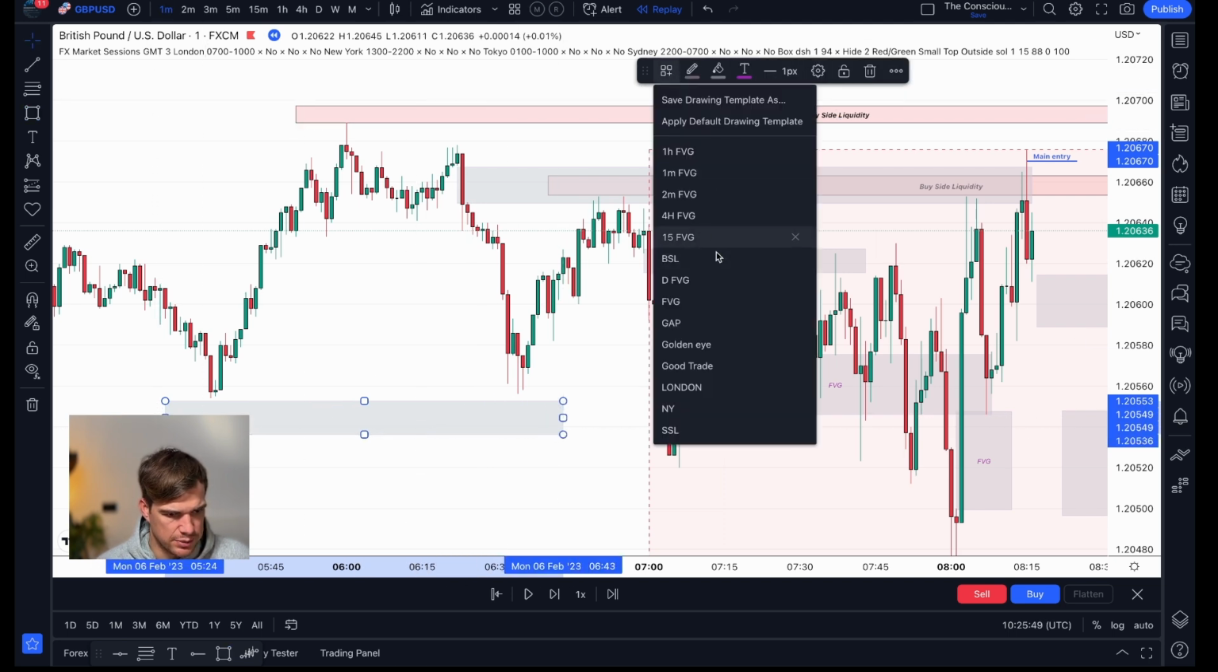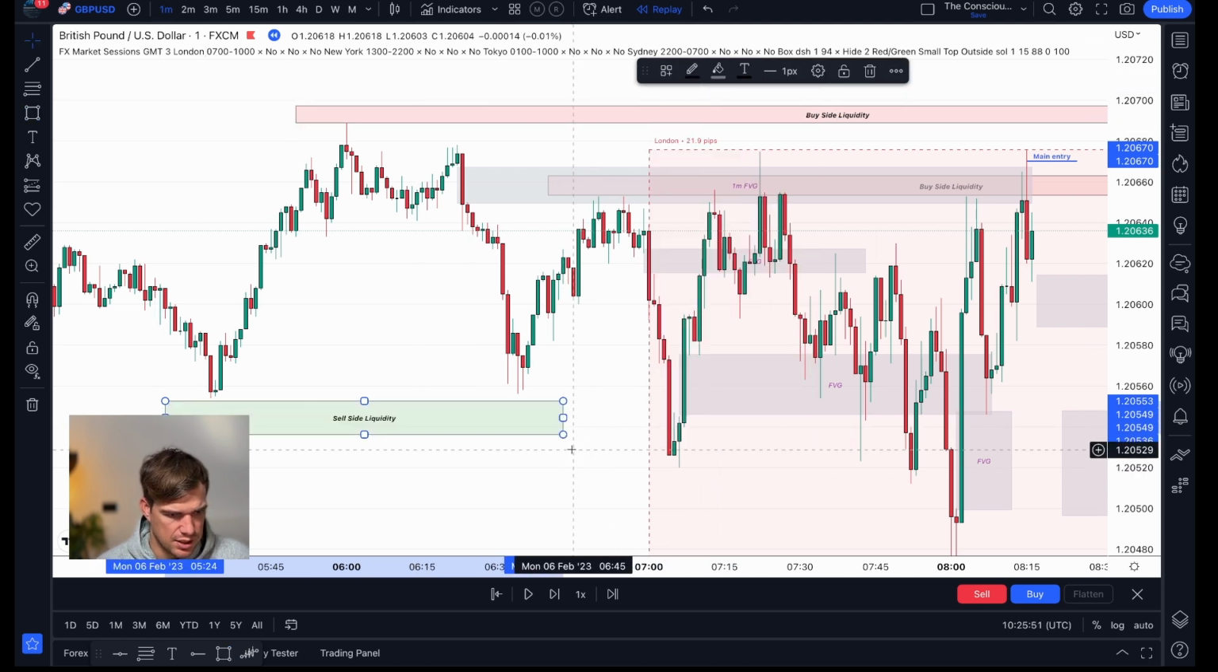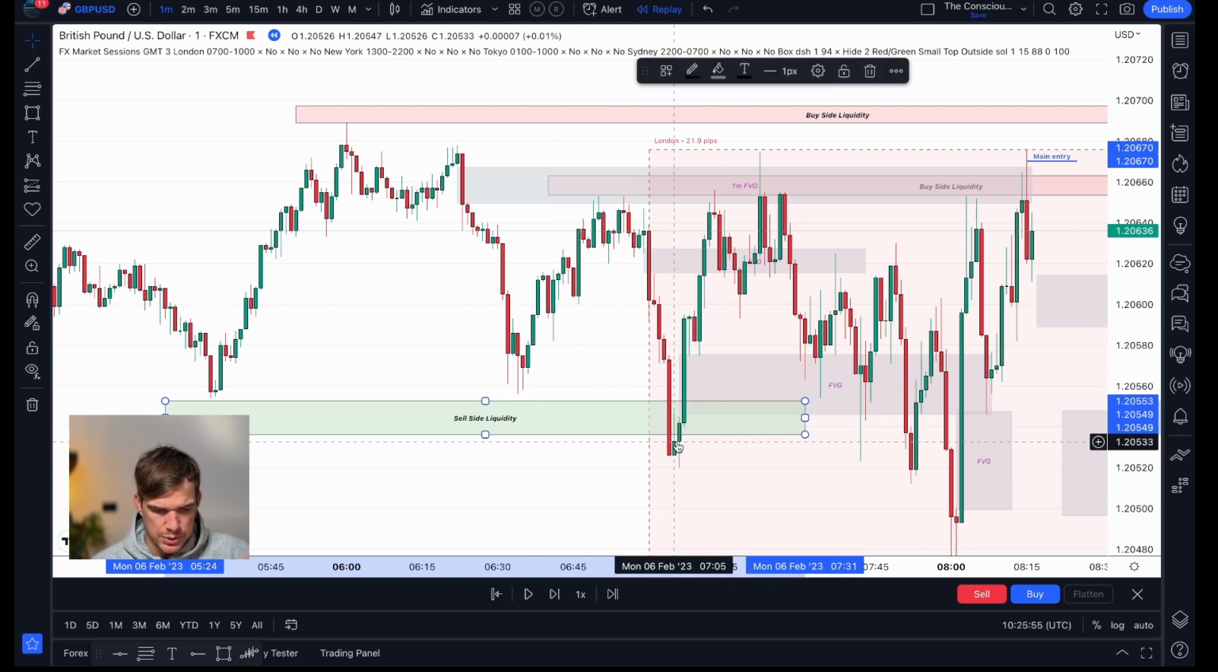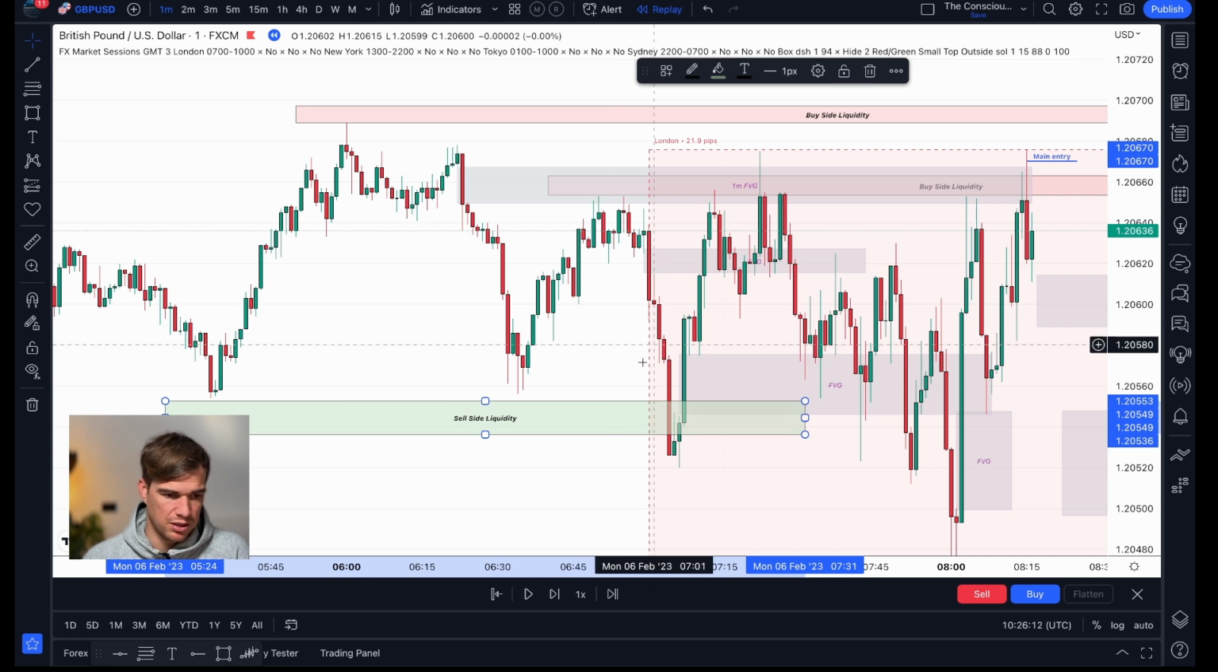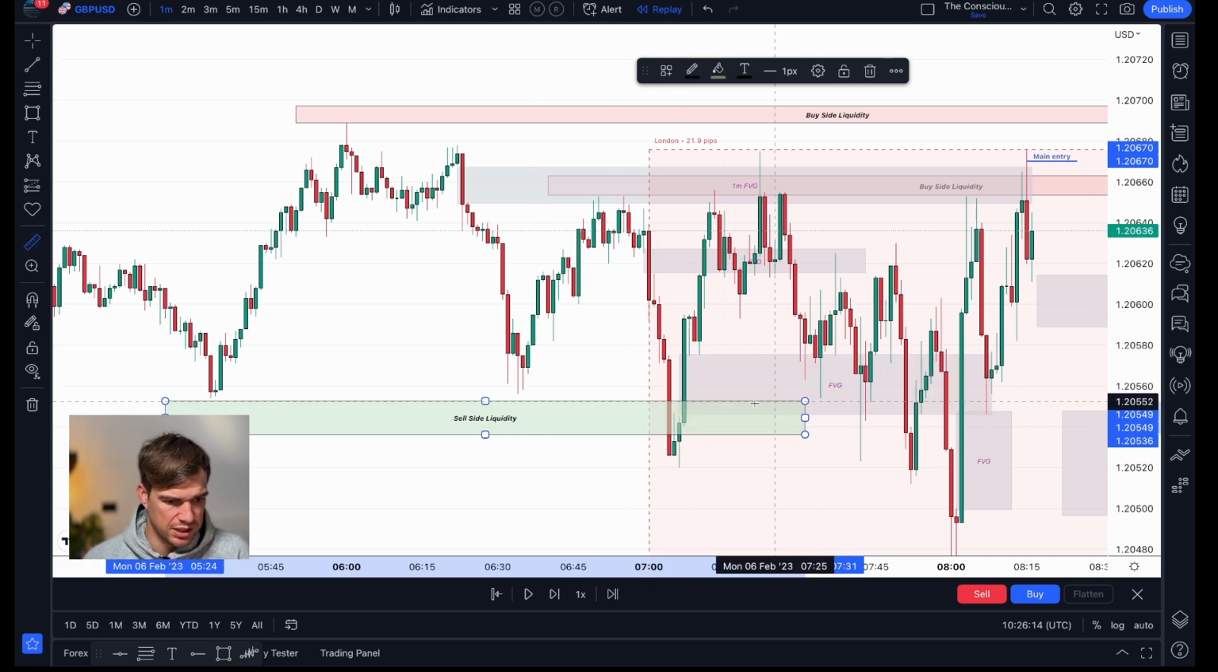So that sell side liquidity got taken out and the price came higher. If we drag it, sell side liquidity taken out, came higher, took out buy side liquidity on the top. And I remember one comment someone said, how do I know to short this buy side liquidity or to long this sell side liquidity? And that comes from your bias.